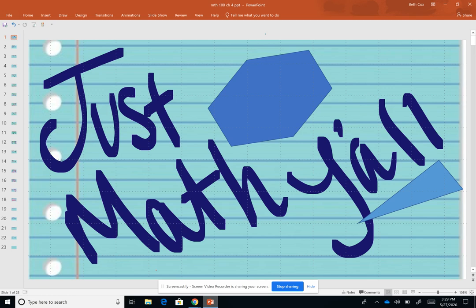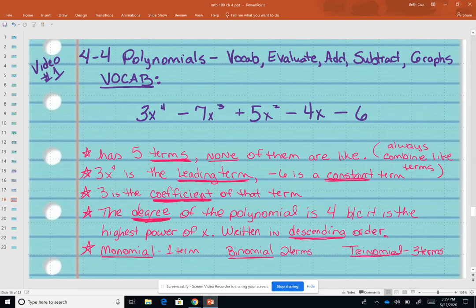Y'all, we are going to jump into section 4-4, where we're going to deal with some polynomials. Okay, polynomials are really kind of cool. So again, just remember to copy down some stuff, stop the video, and then watch. Fast forward if you need to or if you want to. Remember to keep your notes organized so that when you need them for your test, they're organized and you're not hunting for them.